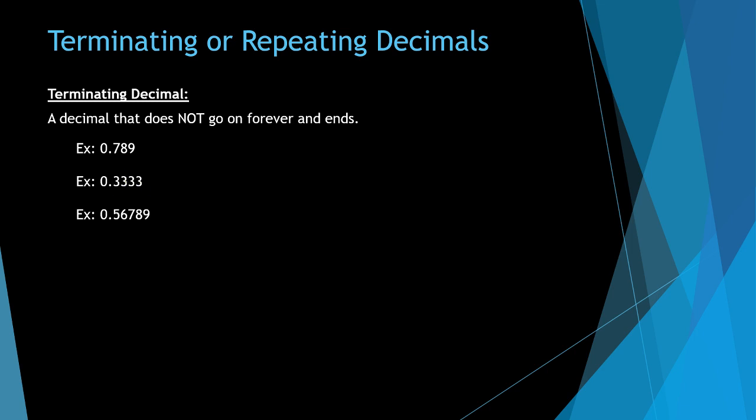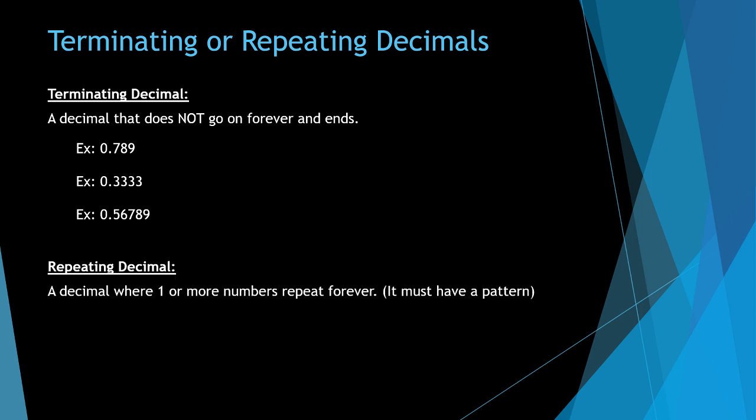Now 0.3333. You might think that this is a repeating decimal because you're thinking, well, there's a pattern. However, there's no dots, right? There's no ellipses at the end, which means that this is a terminating decimal. It stops. Same thing with this one here, 0.56789. Yes, there's a lot of decimals. However, they end. They end at the 9.